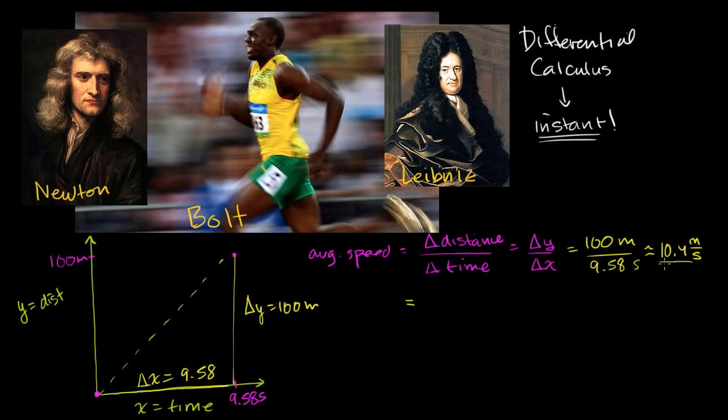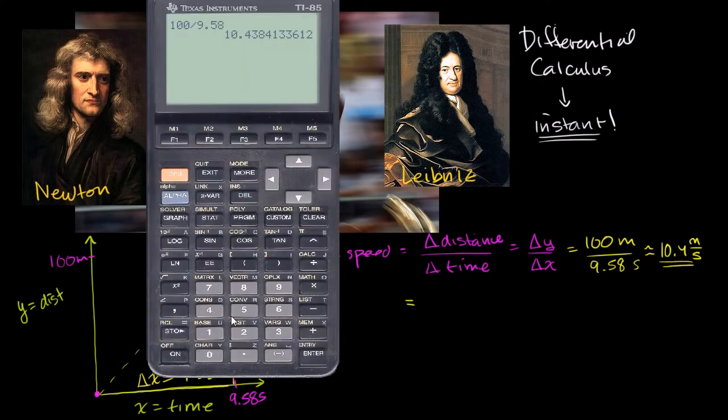And just to have a concept of how fast this is, let me get the calculator back. This is in meters per second. If you want to know how many meters he's going in an hour, well, there's 3,600 seconds in an hour, so he'll be able to go this many meters 3,600 times. So that's how many meters he can go in an hour, if he were able to somehow keep up that speed.